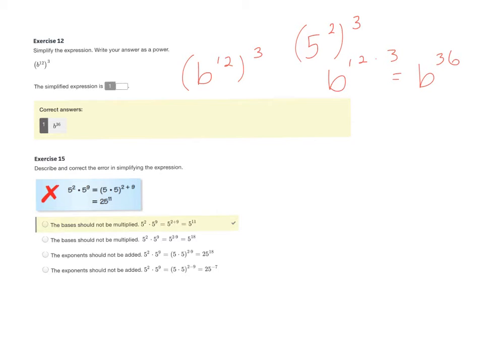In exercise 15, describe and correct the error. So we have 5 to the 2nd times 5 to the 9th. We should be adding those exponents. But for some reason they put 5 times 5 in parentheses and then added them. So let's look at which one. The base should not be multiplied. Yeah, that's obvious. They multiplied the base in here, which they should not have done. The bases should not be multiplied. 5 to the 2nd times 5 to the 9th, we should add the exponents. Yeah, so it's got to be the first one.